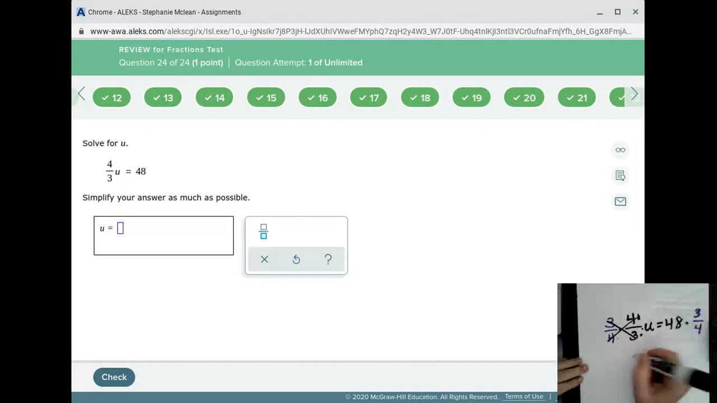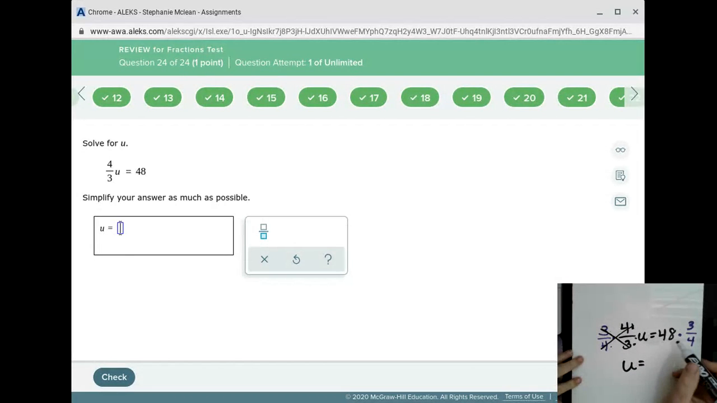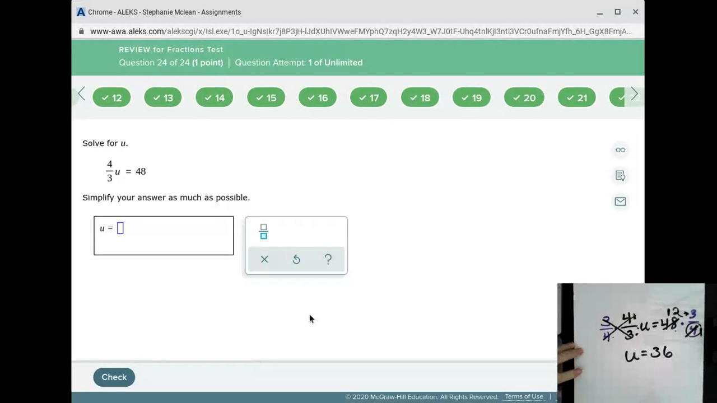So I get u equals, and the way I do this in my head is I take 48 and divide it by my bottom number, which is 4, which gives me 12. So this is 12, and that just becomes a 1, and then I multiply straight across. 12 times 3 is 36. So that equals 36.